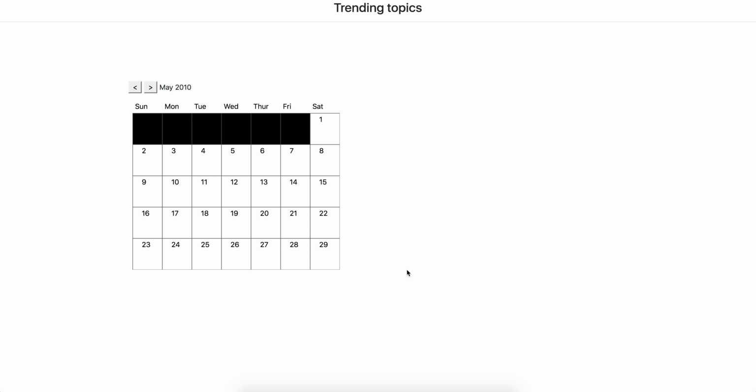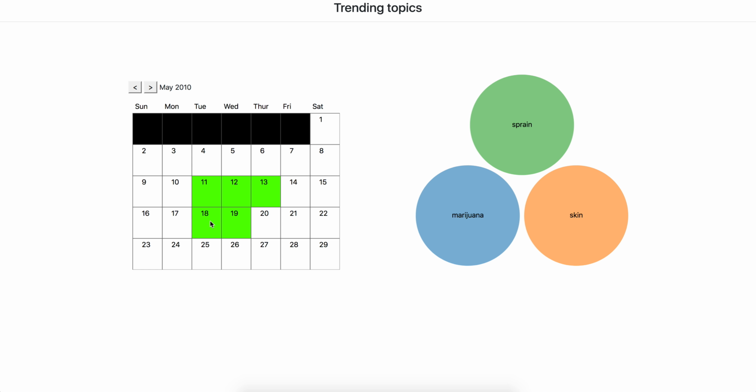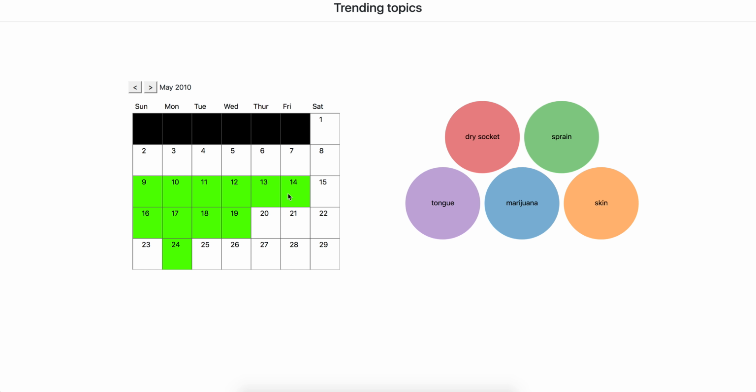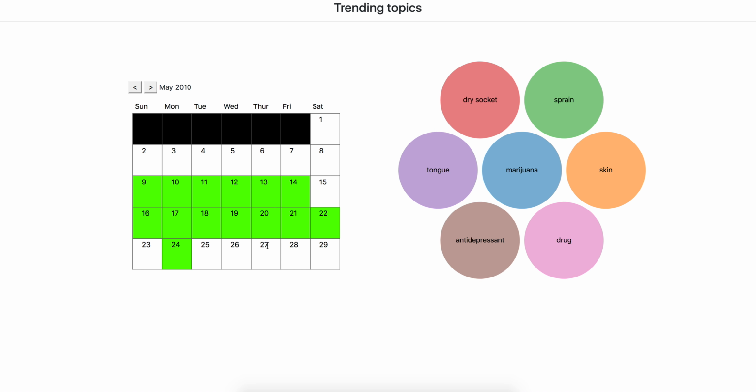So imagine the year 2010, in the month of May, if I click around 6 days and I want to find out if there's been any outbreak in that period, then based on clicking multiple days, I would see a bubble chart on the side, and this bubble chart depicts the most prominent topics that were discussed in this time.